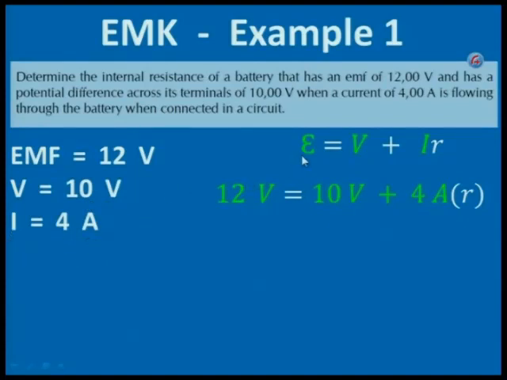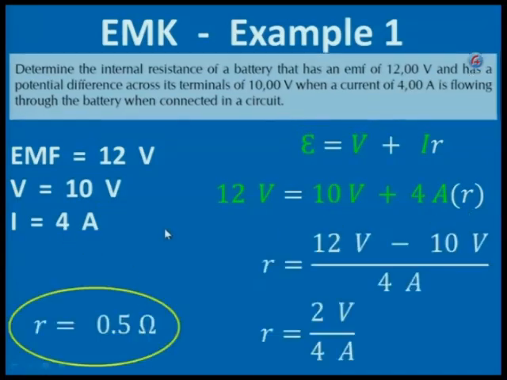So let's use our new equation. The EMF, the volts and the current we have. It's given in the question. They are asking for the internal resistance of the battery, which is small r. So let's substitute the values. EMF is 12 volts equals the total volts, which is 10, plus the current, which is 4 amperes times r. So now you have to rearrange to get 12 volts minus 10 volts divided by 4 amperes. That gives you 2 volts divided by 4 amperes, which is 0.5 ohms, small r.